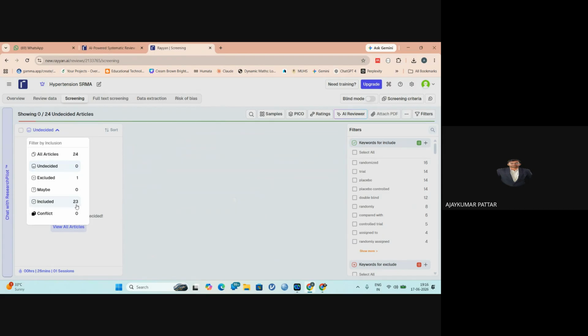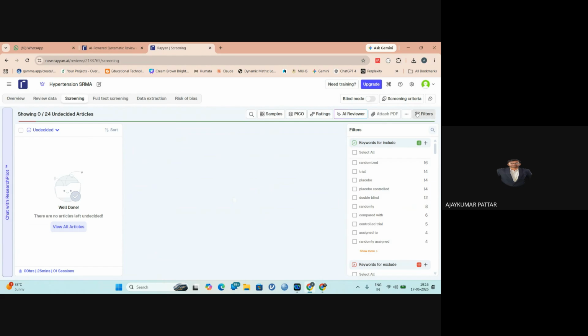Now I know I need these 23 articles, and I need the full text. So for only this particular 23, I have to download the full text. What I will do, I have included 23 here. You can go with this particular shortcut.